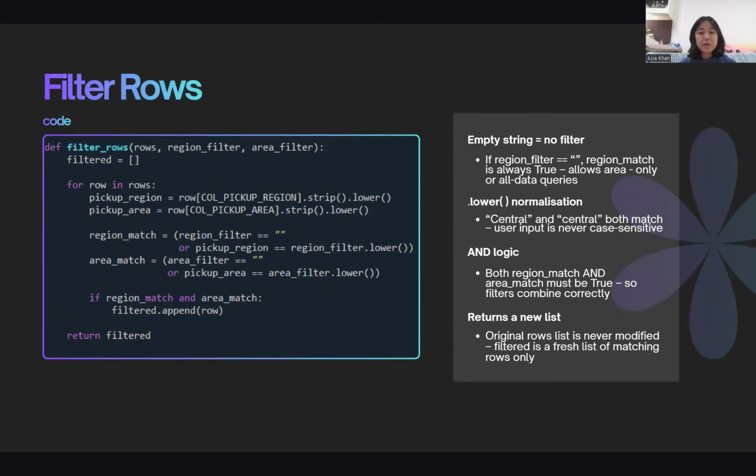After validation, filter rows keeps only the records that match the chosen region, area, or both. This creates a filtered dataset for analysis.